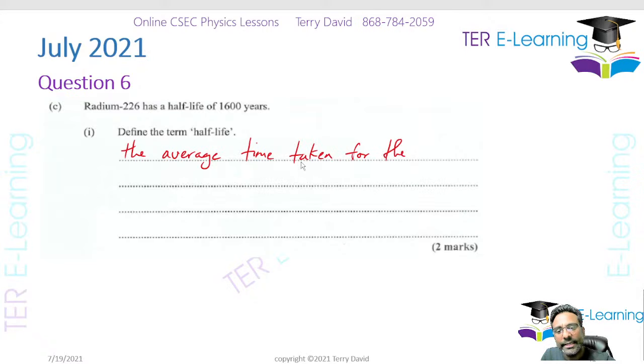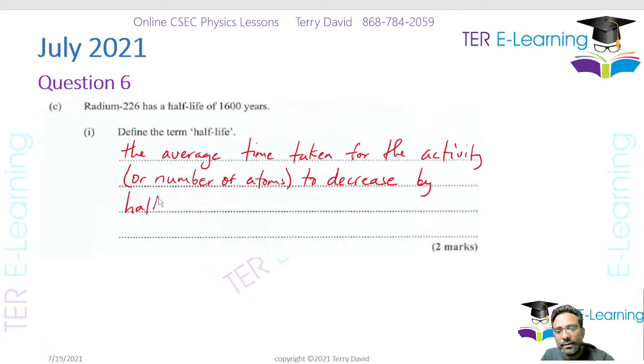for the activity, now you could use activity alone or number of atoms. So it's the time taken for the activity or the number of atoms to decrease by half its initial value. So that's what half-life is. The average time taken for the activity or the number of atoms to decrease by half its original value, or initial value. So 2 marks for that.